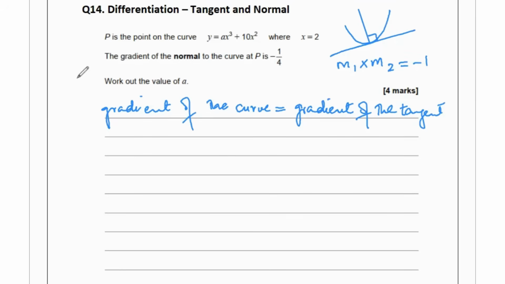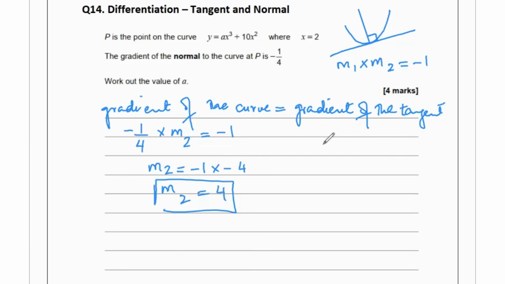Hence, whatever is the gradient of the normal, which is negative 1 over 4 over here, so negative 1 over 4 times M2, which will be your gradient of the curve, equals negative 1. So M2 equals negative 1 times negative 4, and that's positive 4. This is your gradient of the curve, which is also going to be your dy by dx value, which we will use to find the value of A.